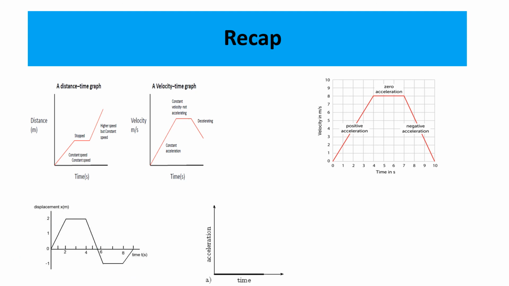In this acceleration time graph, the line like this shows there is no acceleration. The acceleration is 0. In this graph, there is some acceleration and this acceleration is constant. I hope you understood the graphs of motion.